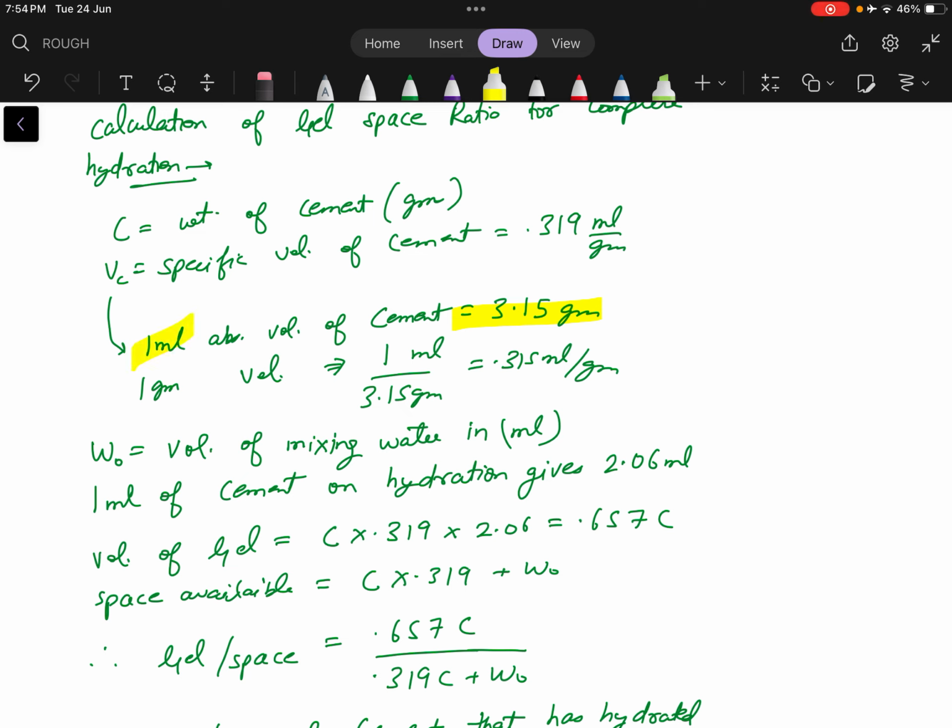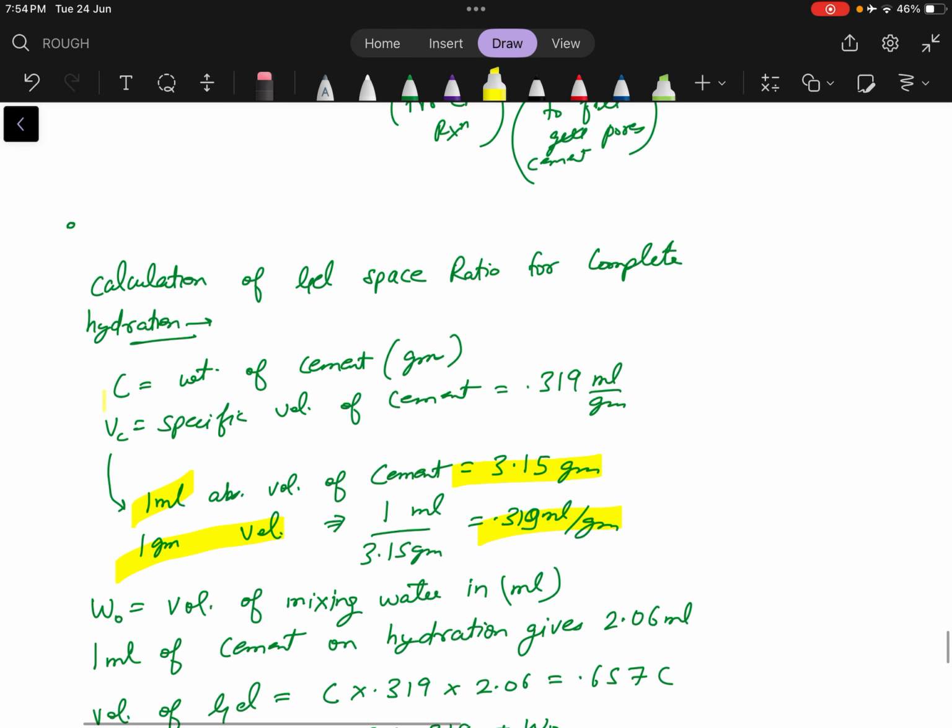So for 1 gram the volume of that cement will be 0.319 ml per gram. It is 0.319. It will be 0.319 ml per gram.